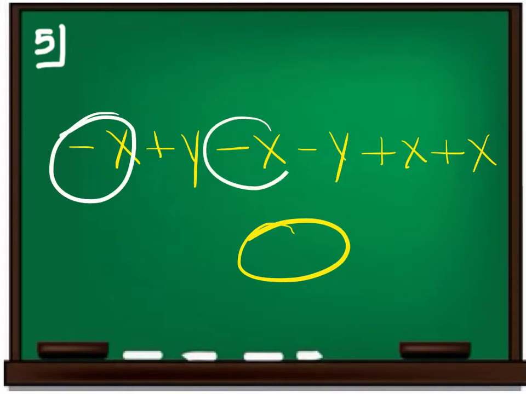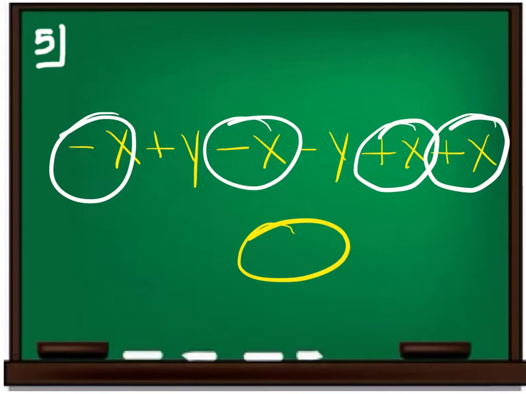Negative x minus x is negative 2x. Plus x is negative x. Plus x is 0. Y minus y is 0.